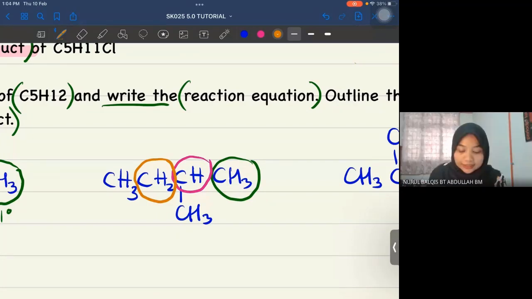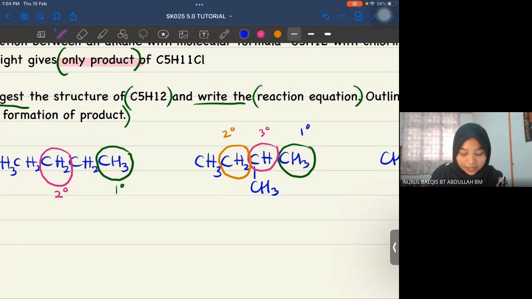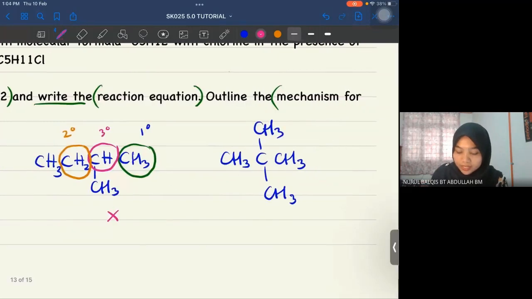3. 3. Yang ini adalah secondary. Yang ini adalah tertiary. Yang satu lagi ni adalah primary. Jadi boleh ke kita kata C5H12 kita adalah this 2-methyl butane? Sesuai tak kita cakap dia? Tak. Tak juga.